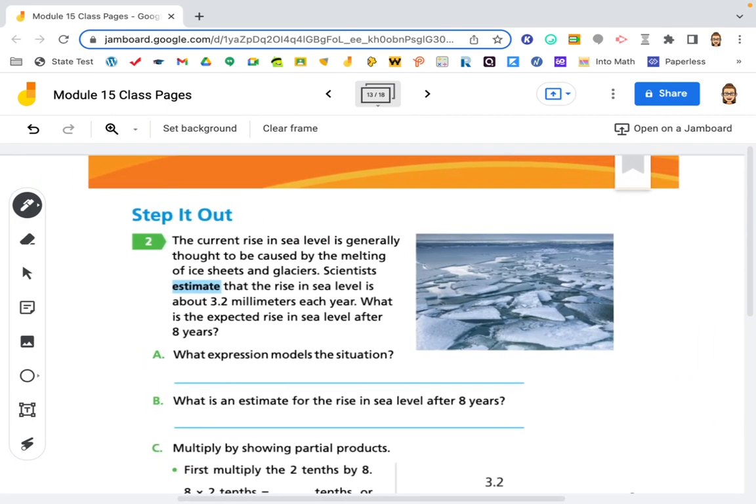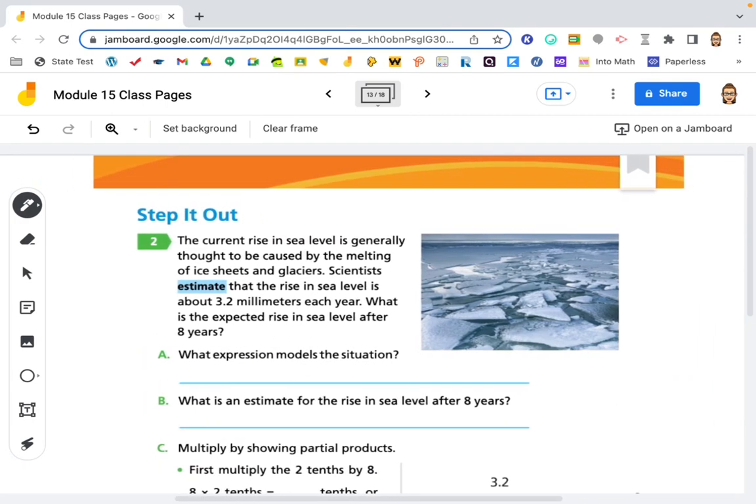Okay, so the current rise in sea level is generally thought to be caused by melting of ice sheets and glaciers. Scientists estimate that the rise in sea level is about 3 2/10 millimeters each year. What is the expected rise in sea level after 8 years? What expression models the situation? So we have 3 2/10 millimeters each year. We want 8 years. So we're going to do 8 times 3 2/10.